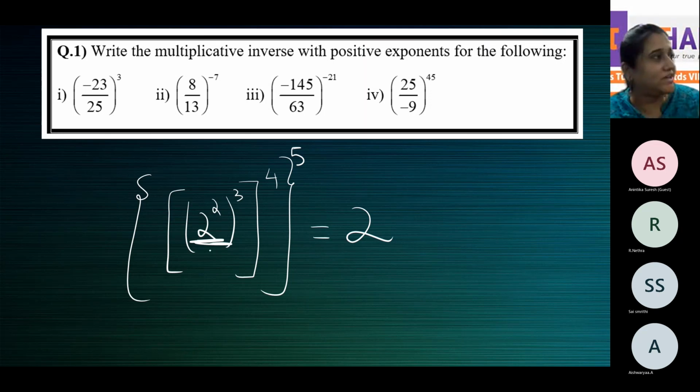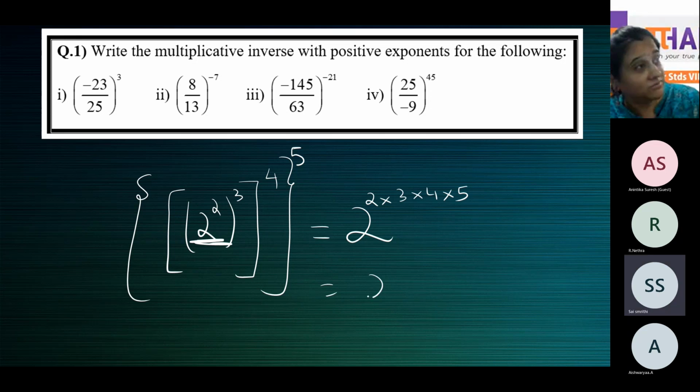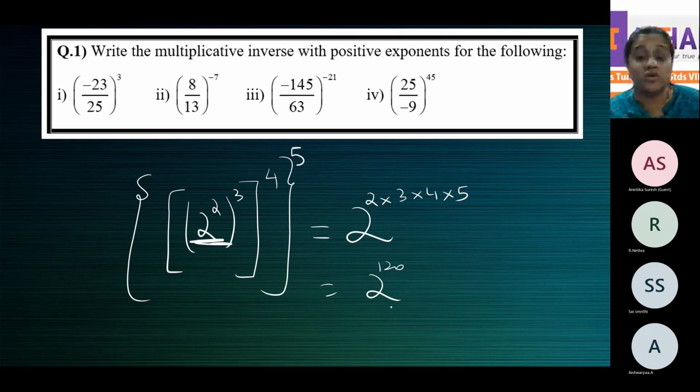Yeah, so now the base 2 was raised to multiple powers, many powers. So multiply all the powers: 2 into 3 into 4 into 5, so 2 to the power 120. Now this is going to be very time consuming to compute manually, 2 into 2 into 2, 120 times. So you can leave it like this.